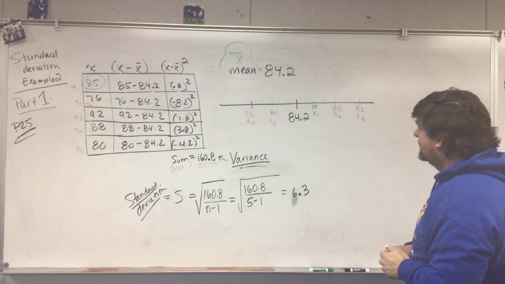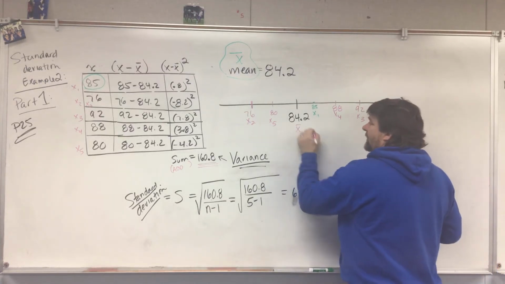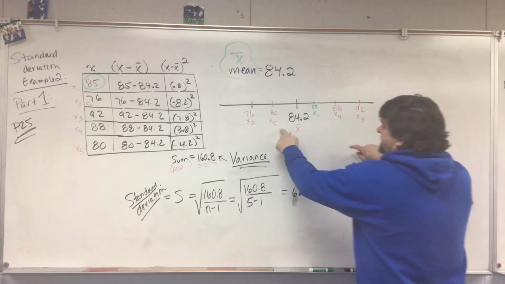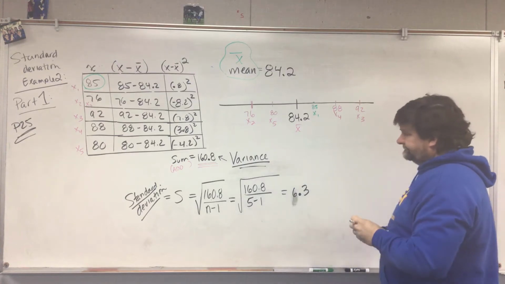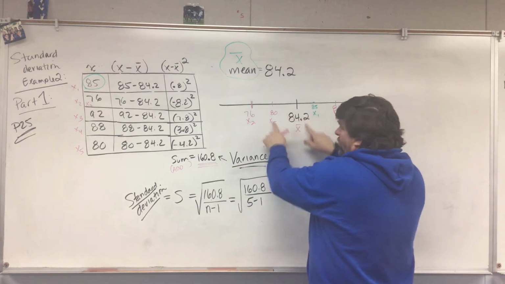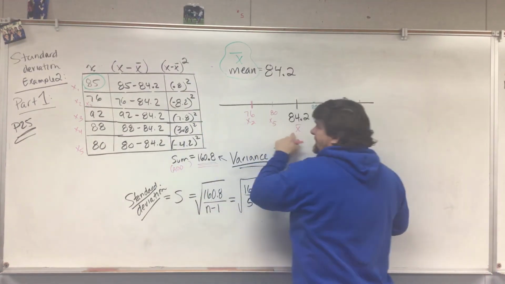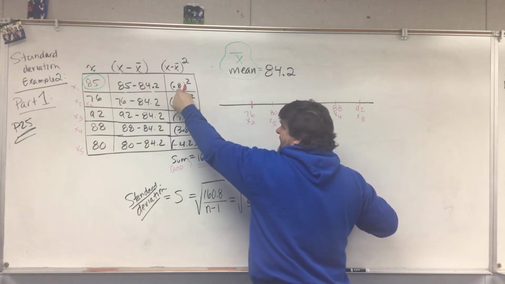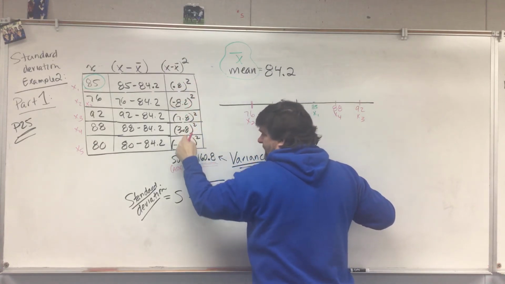Okay, so we've got our mean, which is x bar, right here in the middle, and then we've got our data points all over the place. How far away they are from the mean, we subtracted it, we got it, and we squared it for each one.